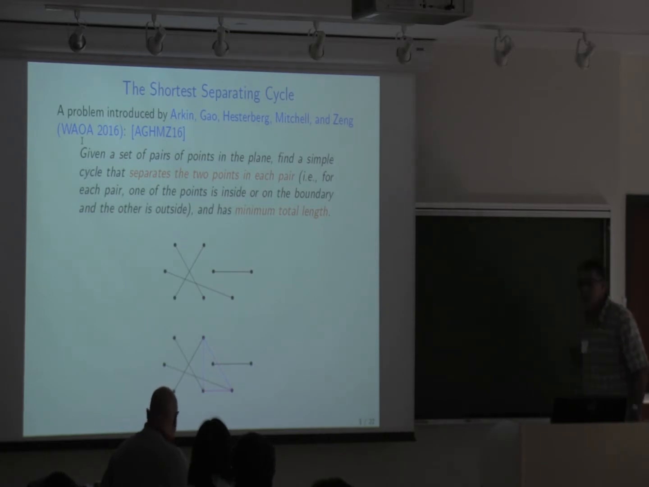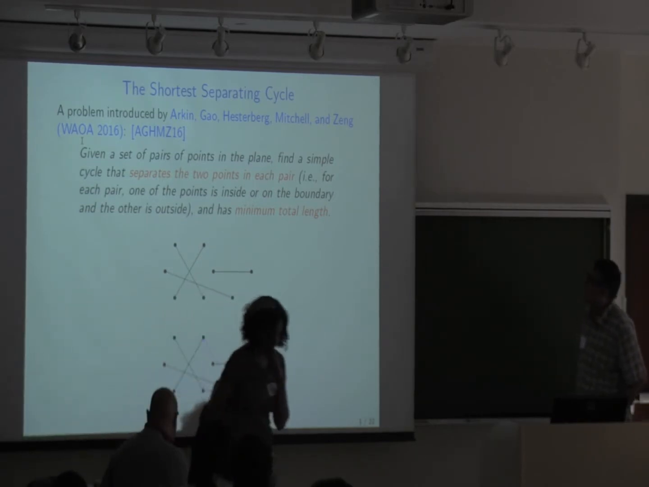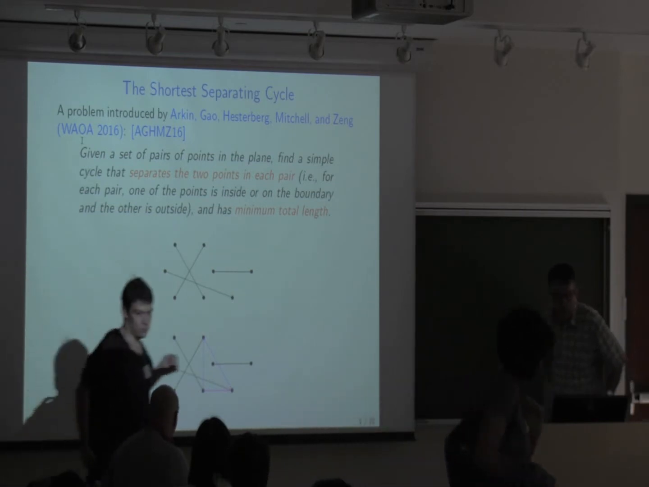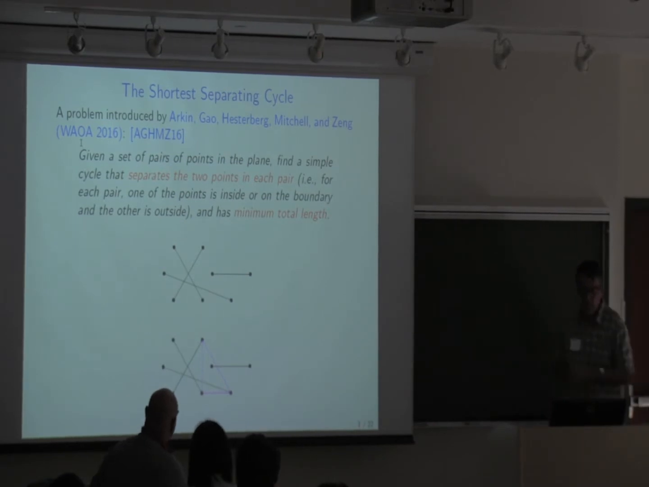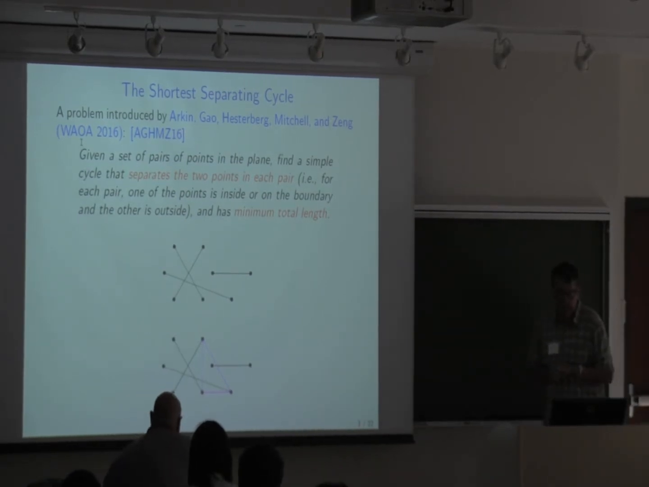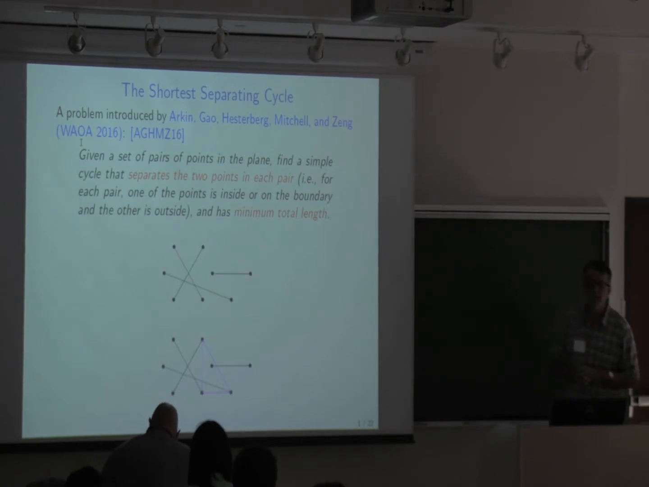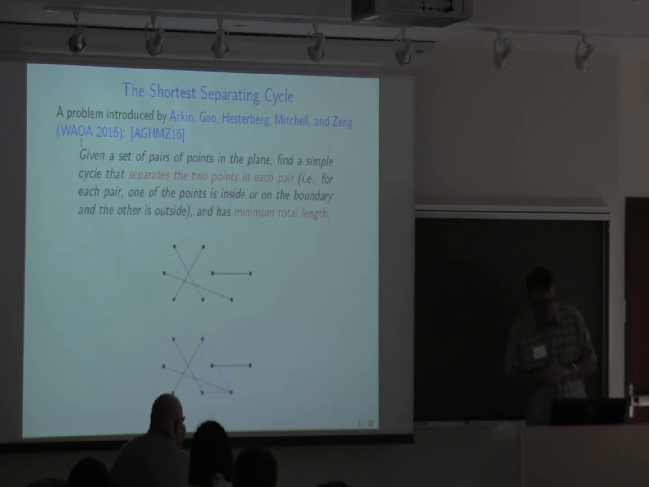And it's like this. You are given n pairs of points in the plane, and you would like a cycle that separates them, which means that for each pair, one of the points, it doesn't matter which one, is on my side of the cycle, let's say on the boundary. It's not my preference which version I consider, strictly inside or on the boundary, or inside.